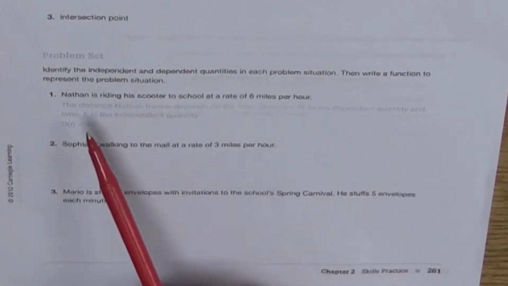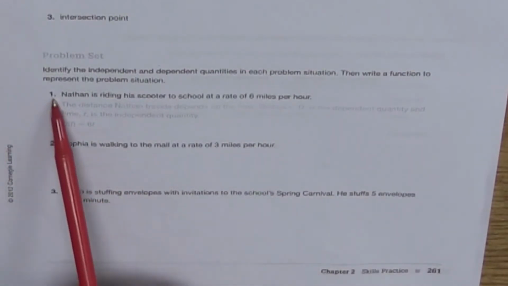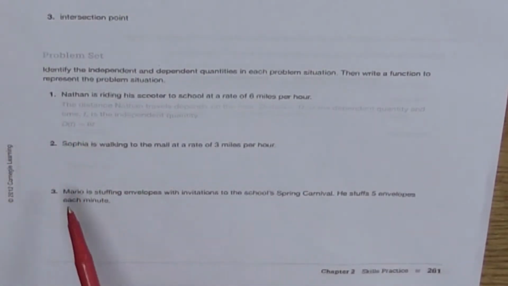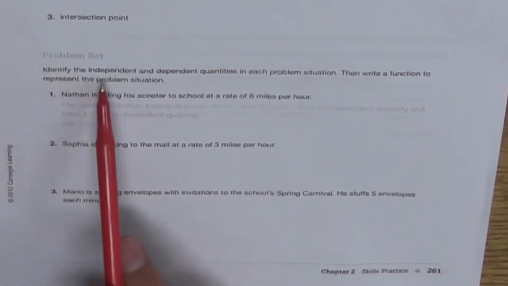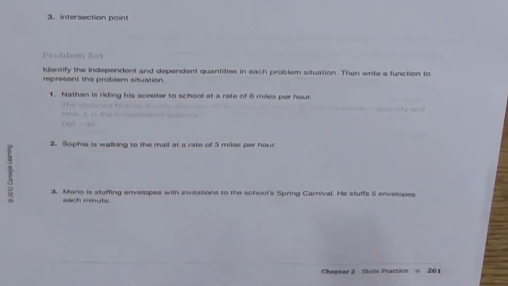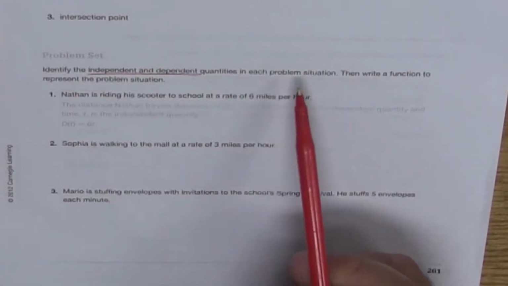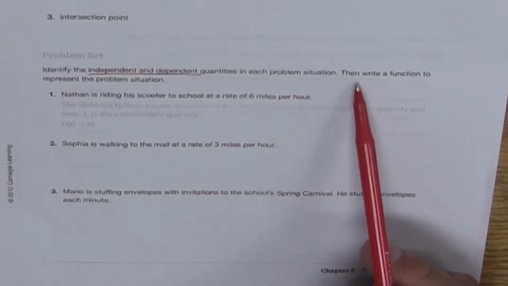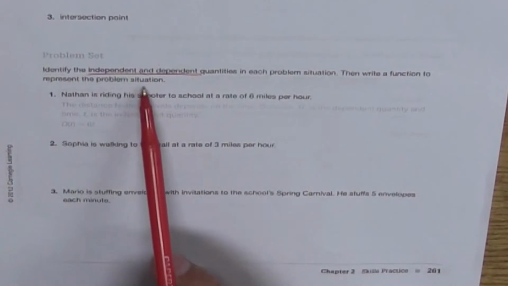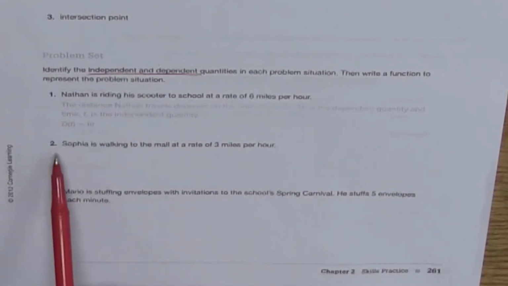Okay, so we're going to start out with problem number 2 actually. Problem number 1's already done. The instruction says that we're going to identify the independent and dependent quantities. Let me highlight that. The independent and dependent quantities in each problem situation. Then we're going to write a function to represent the problem situation. So let's take a look at problem number 2.